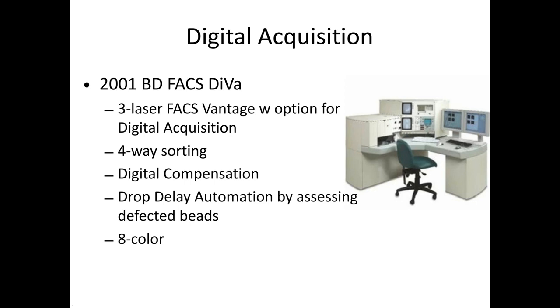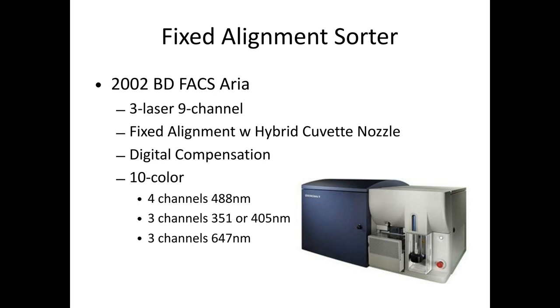And digital eventually did come on, but these were still classic open architecture sorters with a lot of hands-on work and required a lot of input from the operator. Then in 2002, this was a big game changer, the fixed alignment sorter. There was a sorter you could just walk up to, turn on the button, and it was basically almost ready to go. It used that same kind of timing for the sorting.